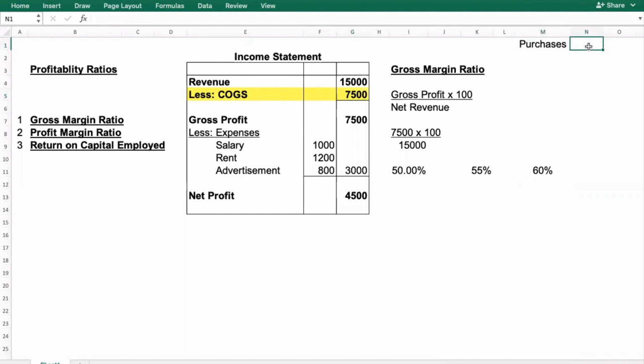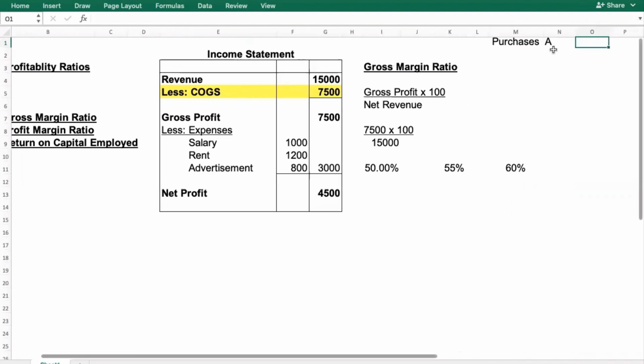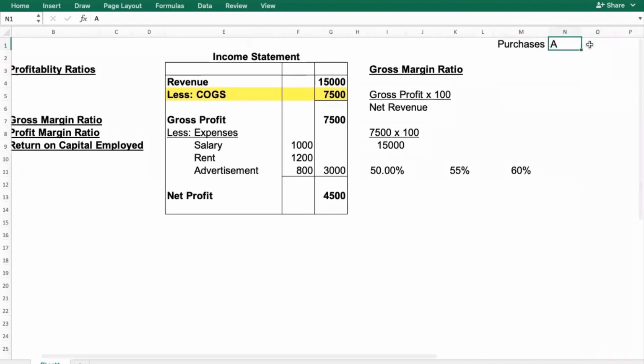Suppose earlier I used to buy from supplier A. Try to understand, okay? Who is my supplier? Supplier A. And he used to charge me, let's say, 7,500. Now I thought, why every time am I buying from A? Let's explore a new supplier, B. So I asked him, are you able to supply me this product? He told me, okay, no problem. And how much did he tell me the price? He told me 7,200 only I will charge.